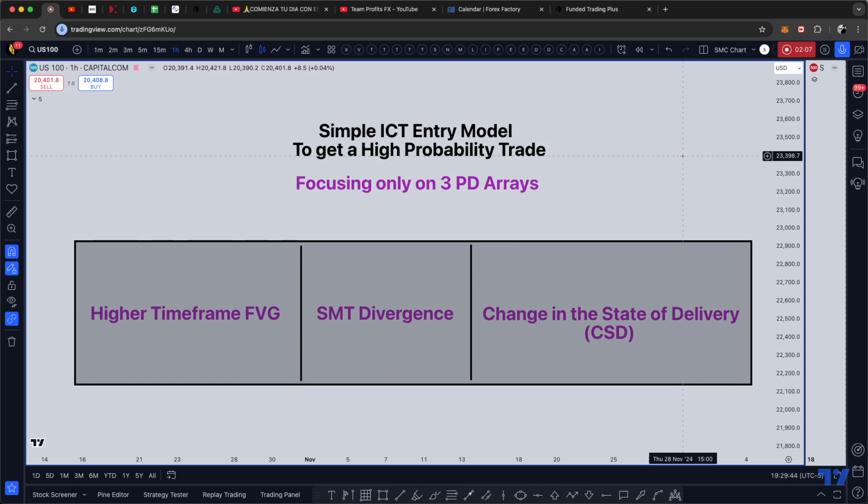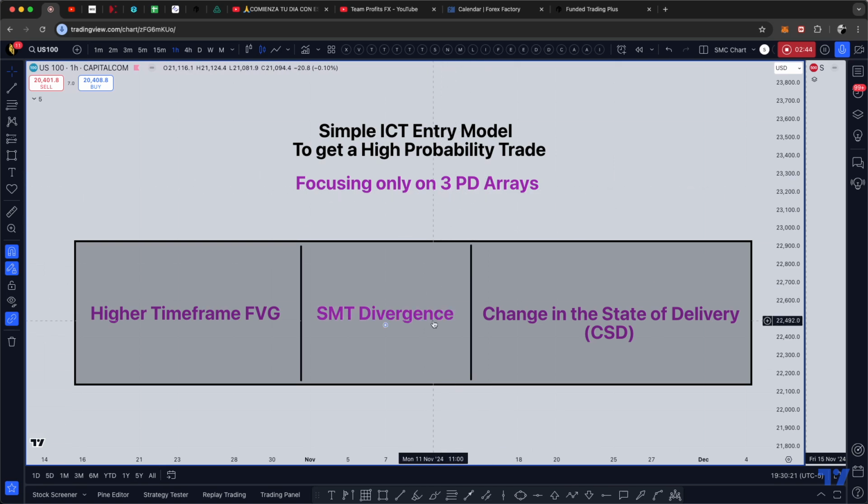Then you can actually start having a very simple strategy when it comes to ICT. Because when you add all of those 80-something PD arrays into your chart, that's when you're going to get very confused and overwhelmed, and eventually you quit. So anyways, let me explain this simple and easy entry model. We're going to be using three PD arrays. If you focus only on these three, that's literally all you need.